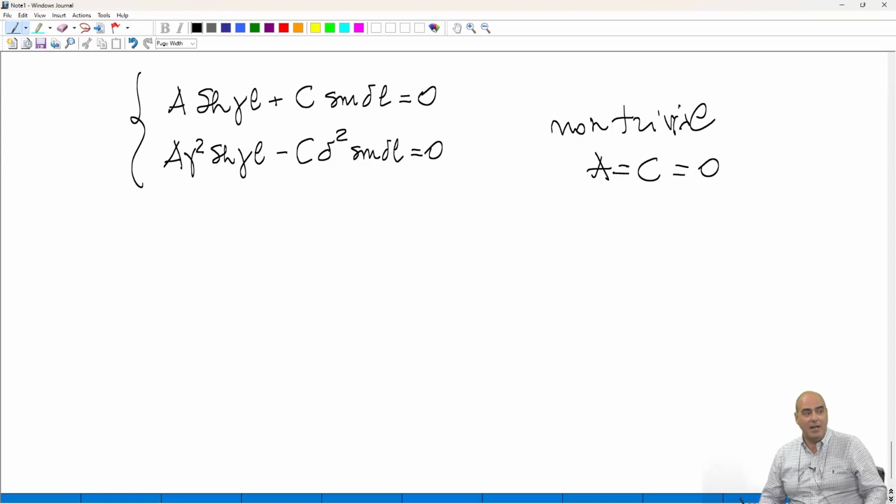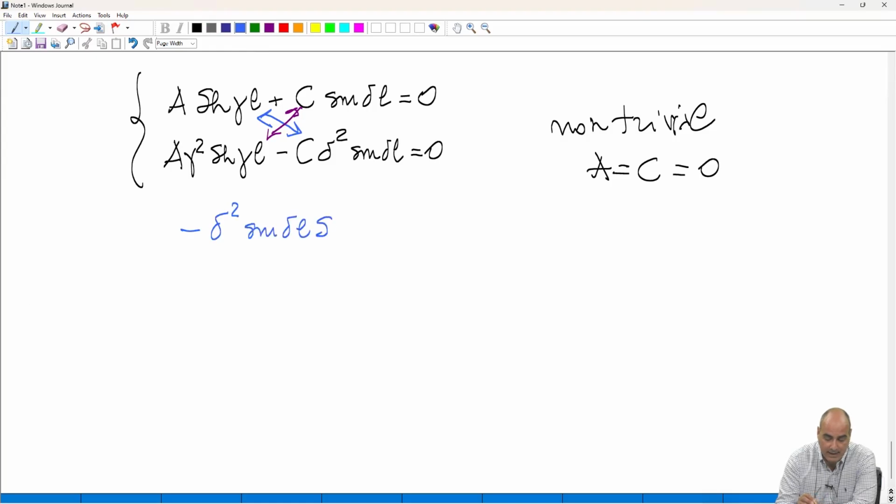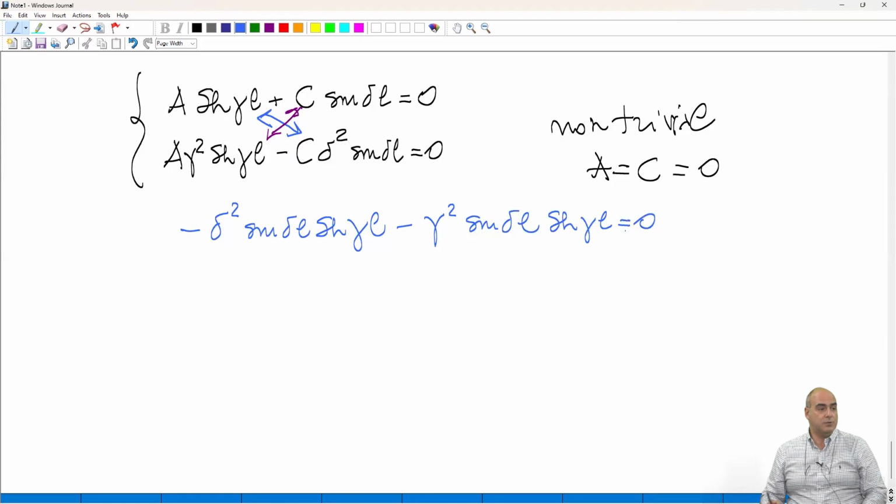And we know from linear algebra that for this system to have a non-trivial solution, the determinant of its coefficient matrix has to be 0. So you have to calculate this determinant here. So the determinant is minus delta square sinus of delta L hyperbolic sinus of gamma L minus gamma square sinus of delta L hyperbolic sinus of gamma L. This has to be equal to 0.